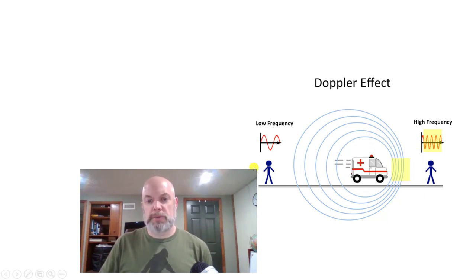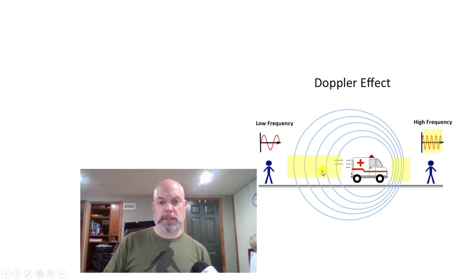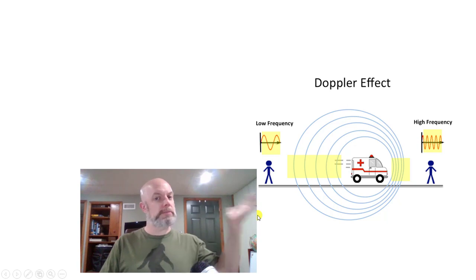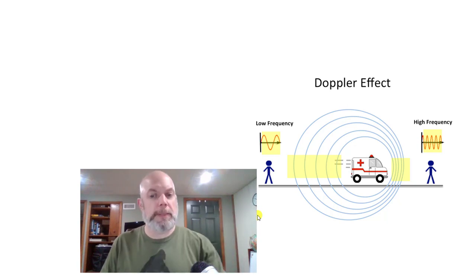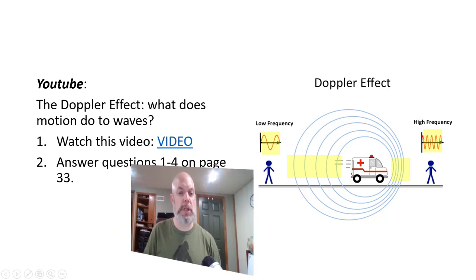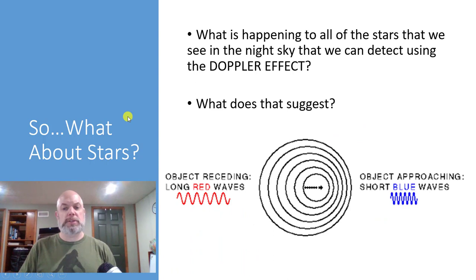And then as the object's moving away from you, if this is you over here on this side now, those wavelengths are stretched apart, producing a lower frequency sound. Okay, so that's the Doppler effect. For more information, there's a video you're going to watch, answer a few questions, and then it's talking about stars.